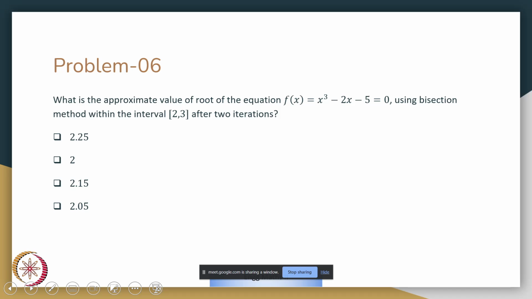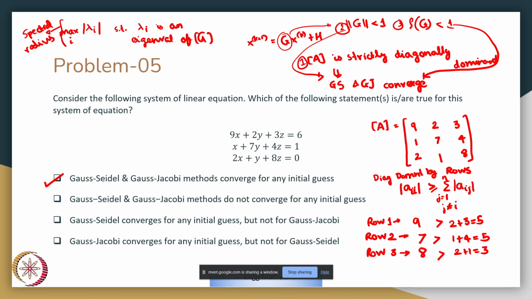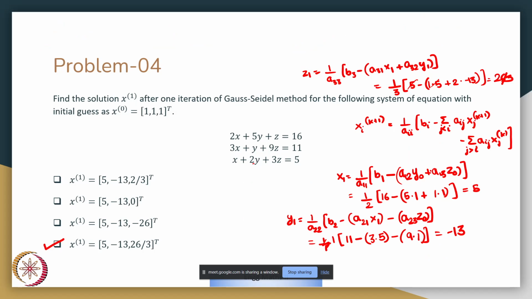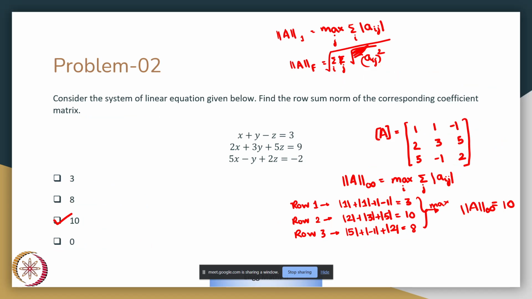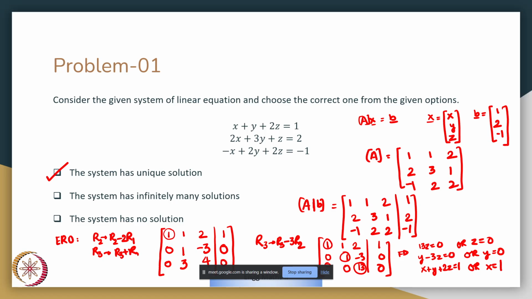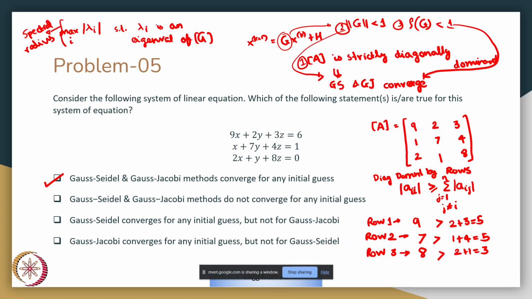So problem number 6 deals with root finding methods. The first set of problems that we covered so far basically covered convergence of iterative methods, an example of the Gauss-Seidel method, an example of the Gauss-Jacobi method, then norms of matrix, different norms, and trying to solve a linear equation using a direct method. So that covers the first half of the problems that I had.